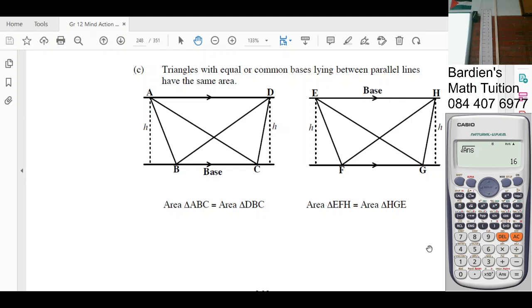And that's what they're highlighting to us here. Triangles with equal or common bases lying between parallel lines have the same area as illustrated. So here they're just telling you that the areas are the same. If we use this rule, the reason would be: triangles between parallel lines with equal bases. I'll probably see it later, but we will get it now.